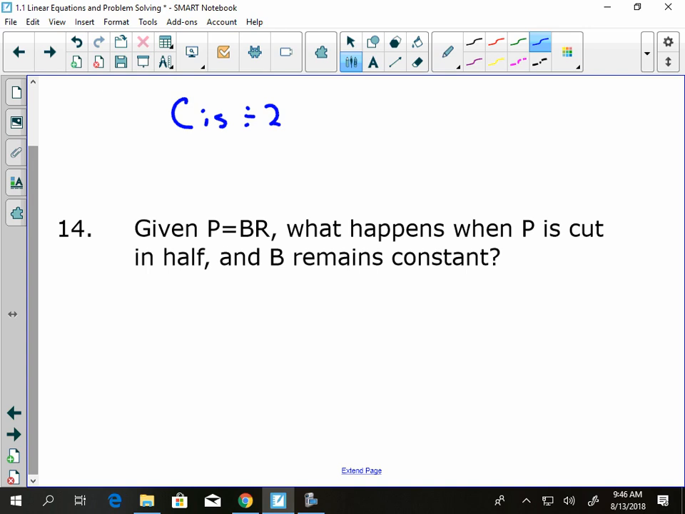What happens when P is cut in half? Cut in half, what does that mean? Divided by 2, and B remains constant. So this is going to stay the same. So which one am I talking about? I need to know what happens to R. Different sides, so do the same. So that means R is divided by 2. So R is divided by 2, or cut in half.